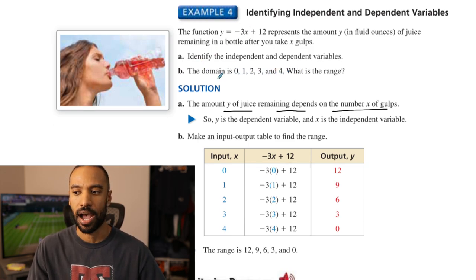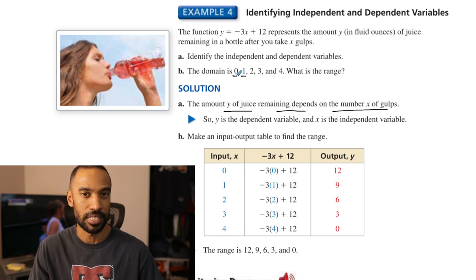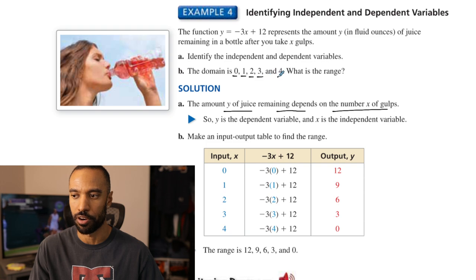What is the range? Now, they're saying that this is a discrete relation. There's nothing between 0 and 1. It's just literally either you didn't take a gulp or you did, or you took a second gulp, or you stayed on the first, or the third and fourth gulps.